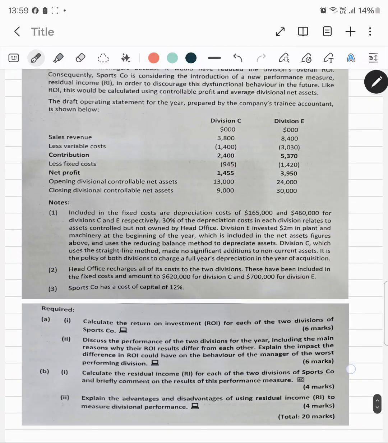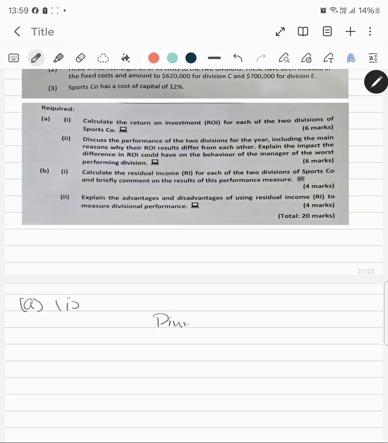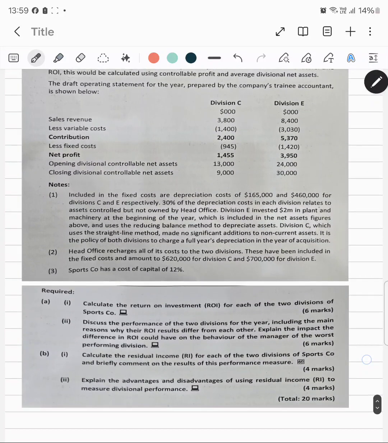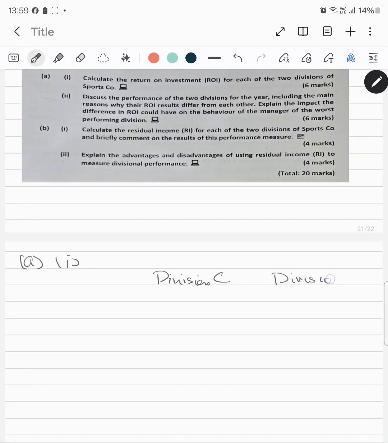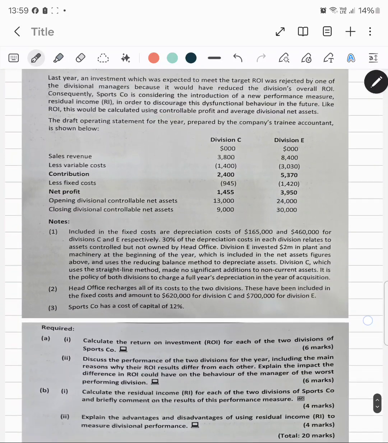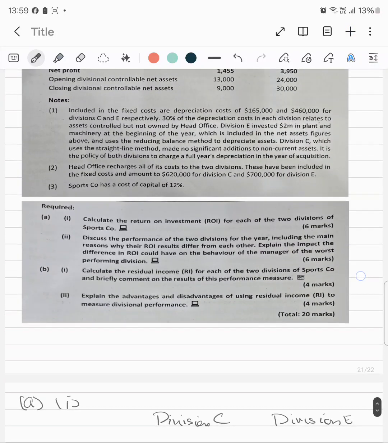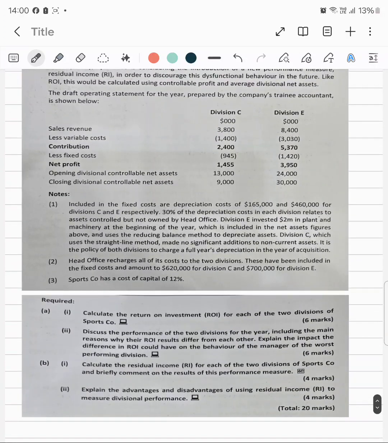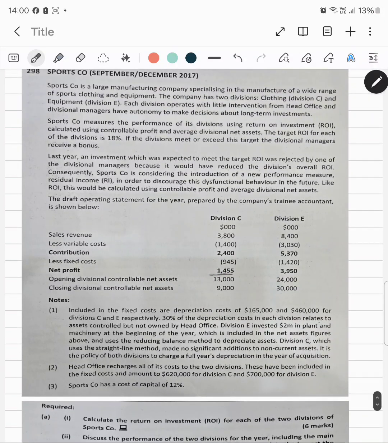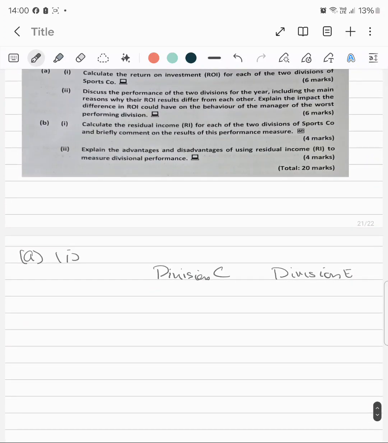So the return on investment, there are two divisions, division C and another division is division E. So how do we calculate this? You need to calculate return on investment, which is controllable profits upon controllable assets. So we need to calculate the controllable profit, but it's already given in the question. As per the information given above, the sales revenue and every variable cost were controlled by the division itself. So I can say that the entire profit of the division is controlled by the division. Okay, I do not need to adjust or exclude something.